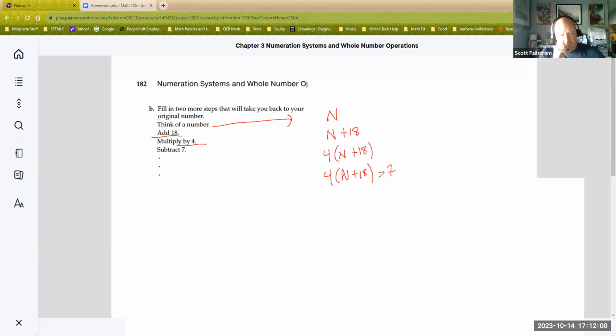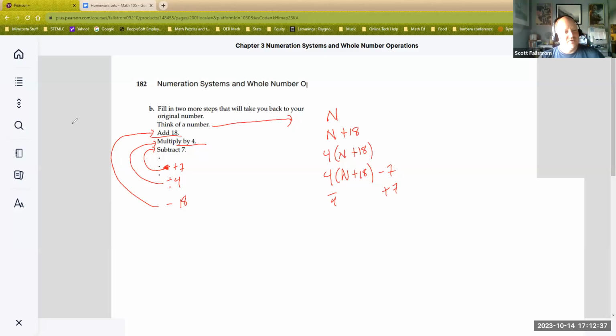But it says fill in 2 more steps that will take you back to your original number. So only 2 steps. Notice I could have then afterwards said, okay, add 7, then divide by 4, right? And then subtract 18. And if you look at that, basically what you're doing is you're undoing everything that happened in the previous steps, right? Which again, when you look at it, you're like, well, yeah, you're gonna get back to what you started with, right? So in any case, that's kind of the idea here.